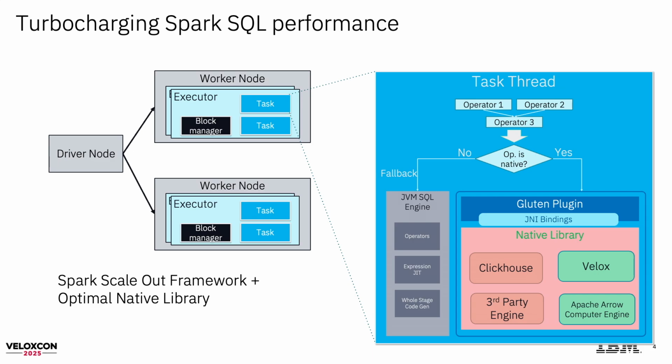And we reuse the Spark control flow. We didn't change anything about the Spark control flow. We reuse the Spark shuffle. We use the Catalyst optimizer, everything. We just offload the Spark SQL data processing to the native SQL engine, because the data processing is the bottleneck.